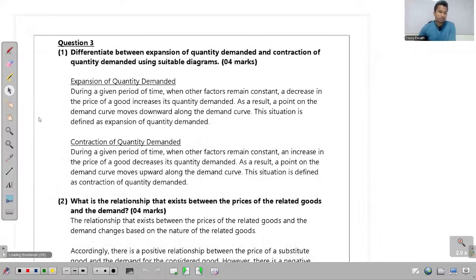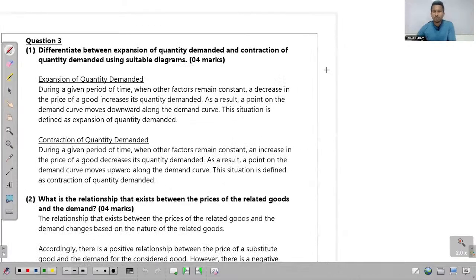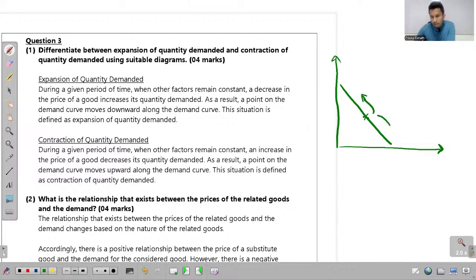Right, we'll take this to the other side. Now I'll draw it once again here. I told you that when a change in quantity demanded happens, this point on the demand curve moves upward or it moves downwards. Now we will analyze this movement. Now we will take this one first, a downward movement. Consider this to be the first one.